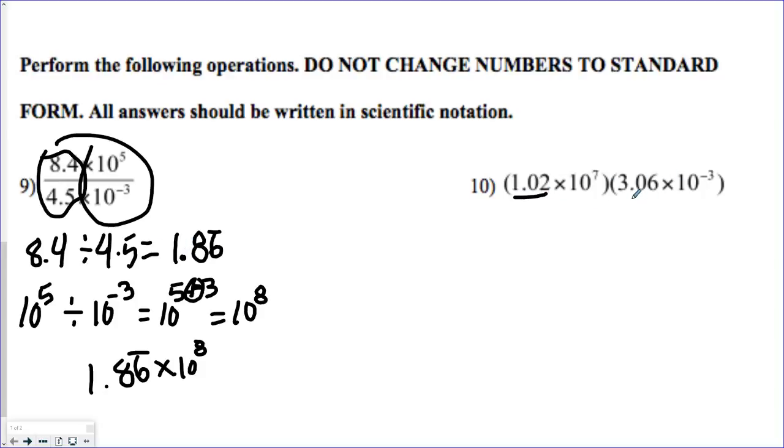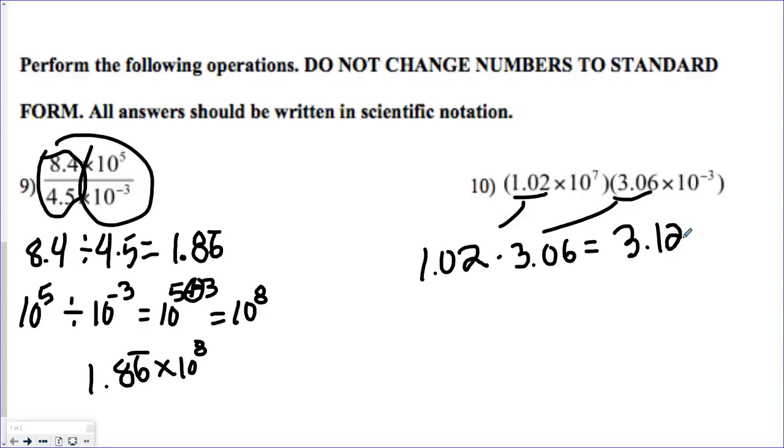So I would take these two numbers and multiply them separately. So 1.02 times 3.06. And so you'd work with that on their own. So you take 1.02 times 3.06, and you get 3.1212. And then you take the 10 numbers and multiply them together.